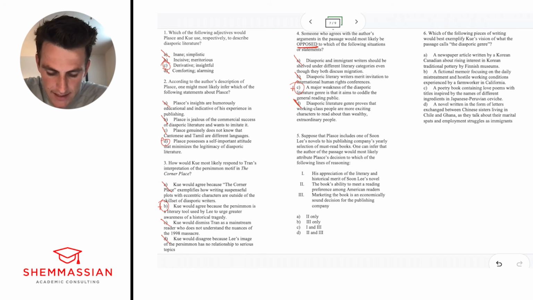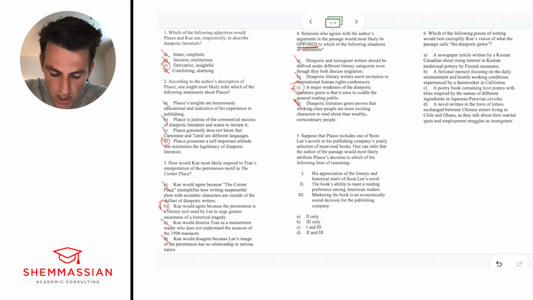Question 5. Suppose that Place includes one of Soon Lee's novels in his publishing company's yearly selection of must-read books. One can infer that the author of the passage would most likely attribute Place's decision to which of the following lines of reasoning? Place was pretty derogatory about the literature, but he is a publishing tycoon, so he stands to benefit from books.